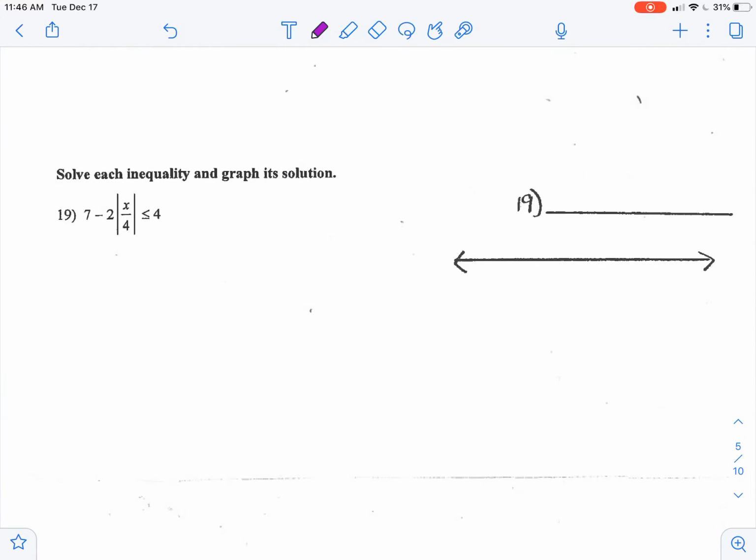Number 19. Again, it's an absolute value, but it's an inequality. It's very similar to the last problem. Just remember, since it is an inequality, your second equation is going to look a little bit different. You have to do something different on there, so don't forget that piece. Pause and work the problem.